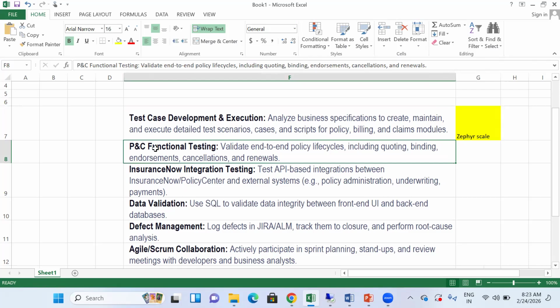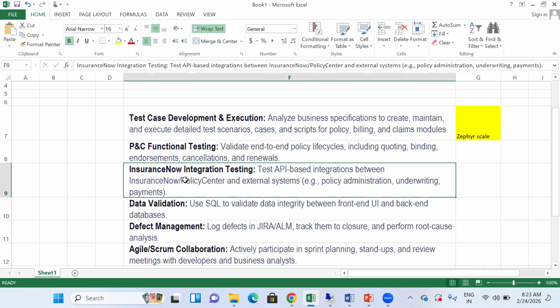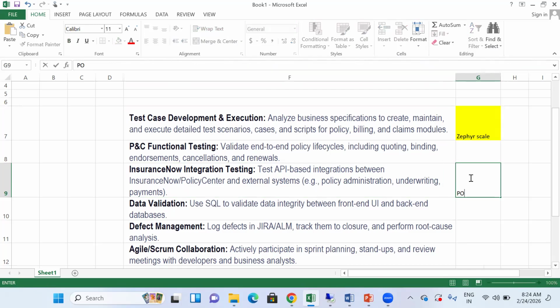The third is integration testing, as I told you. For the API testing we use, we are using Postman. That is one thing we are using for integration. Postman API is what we are using.